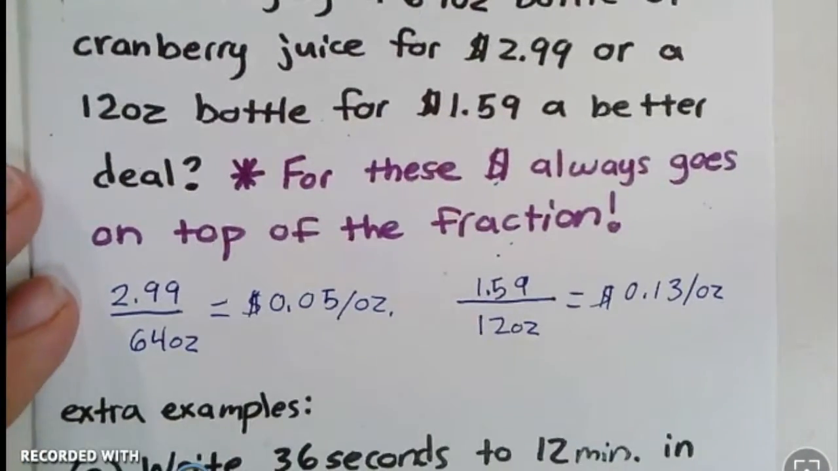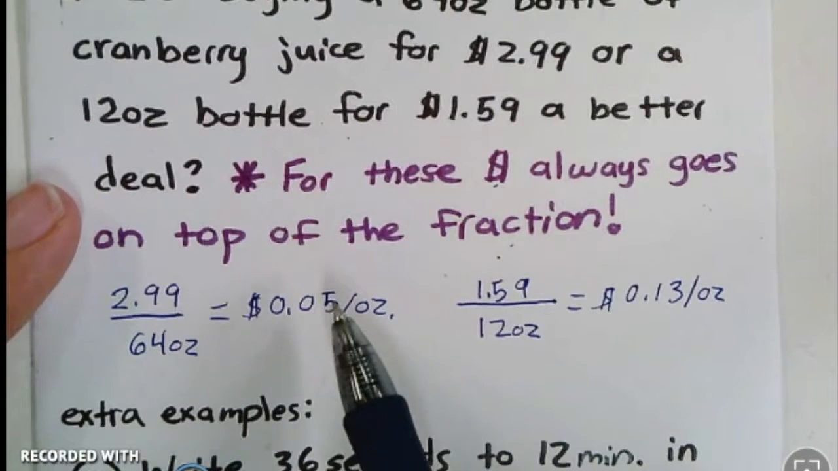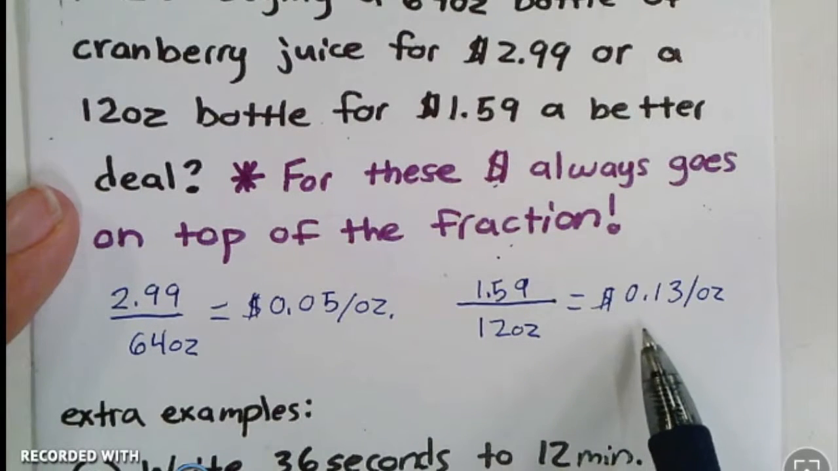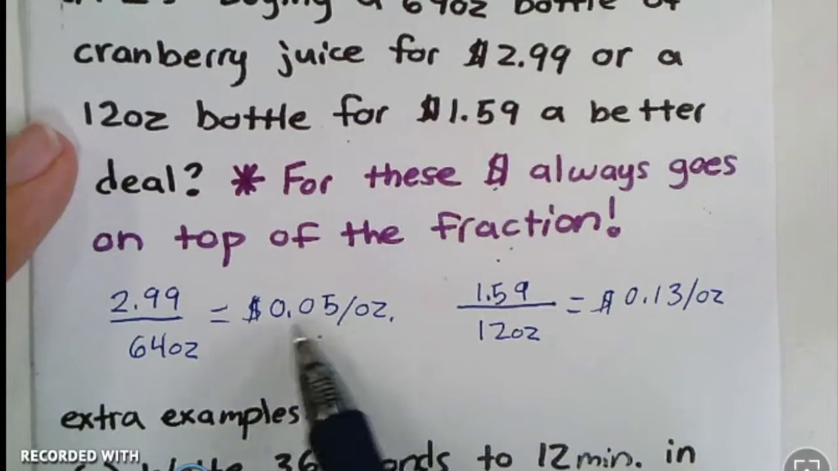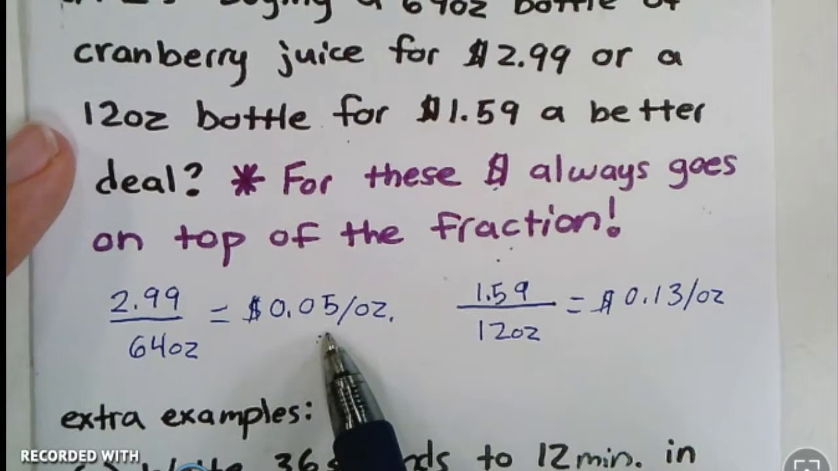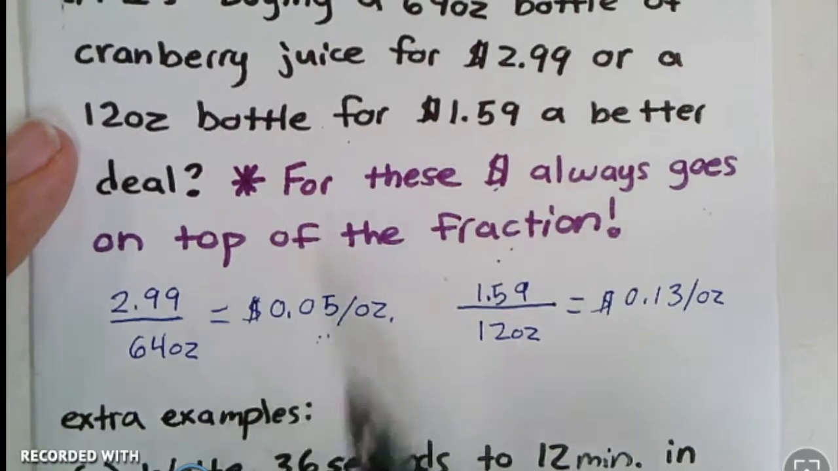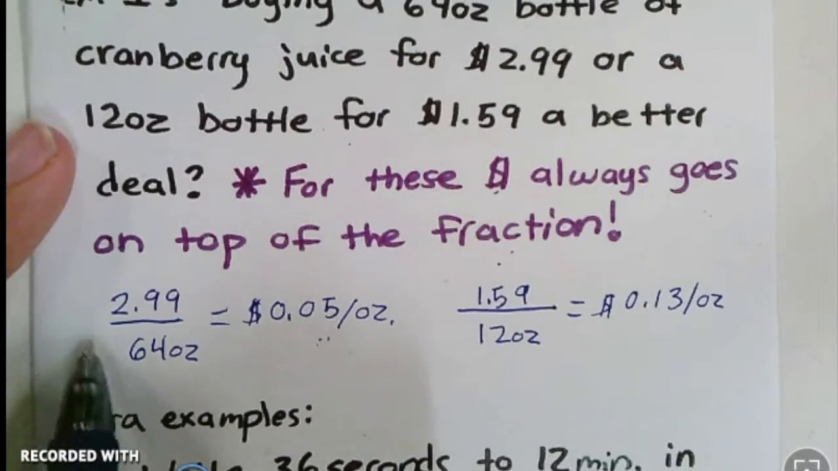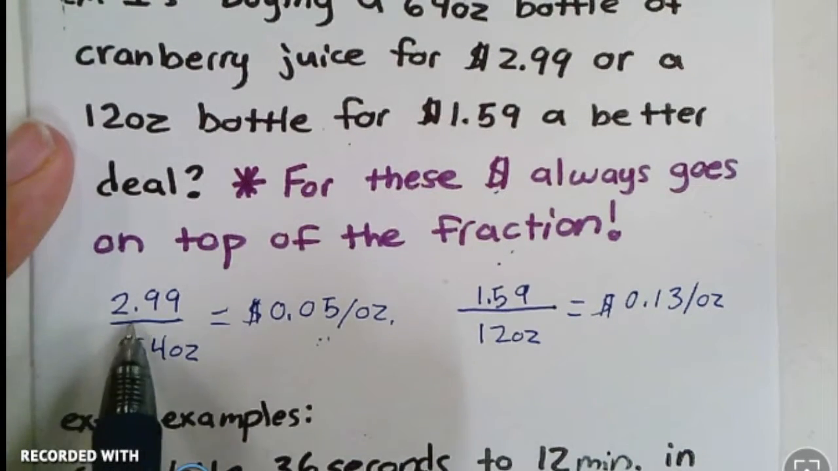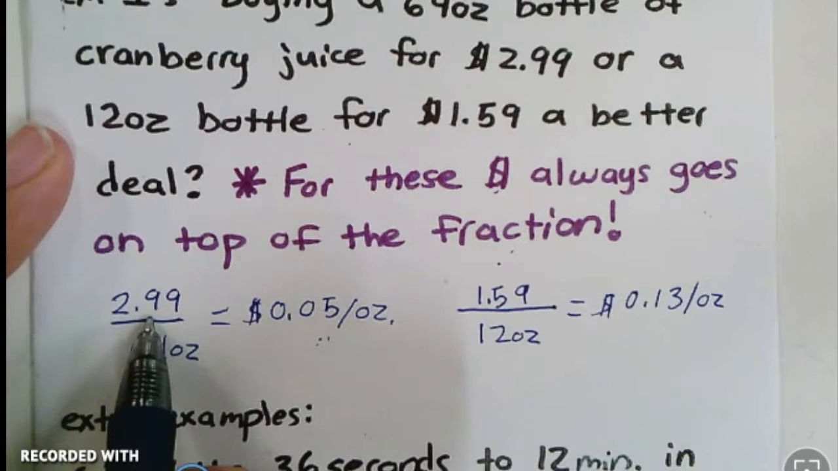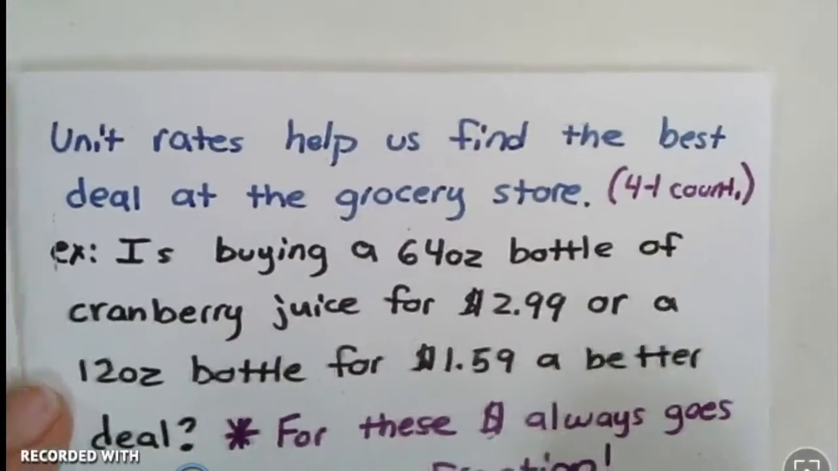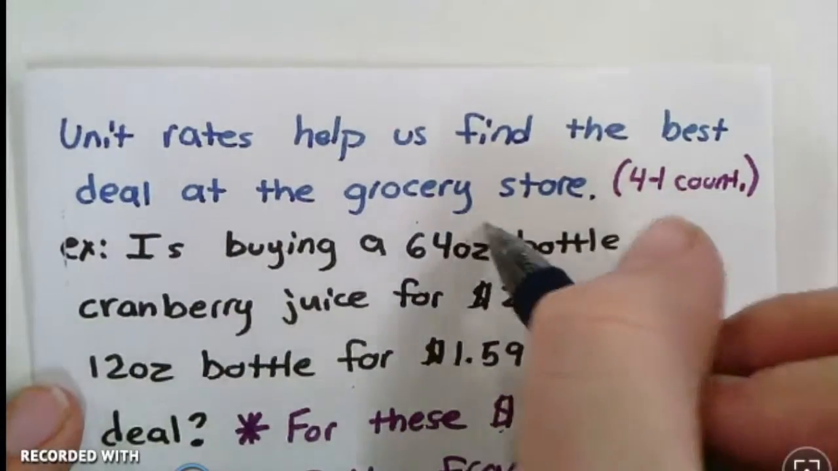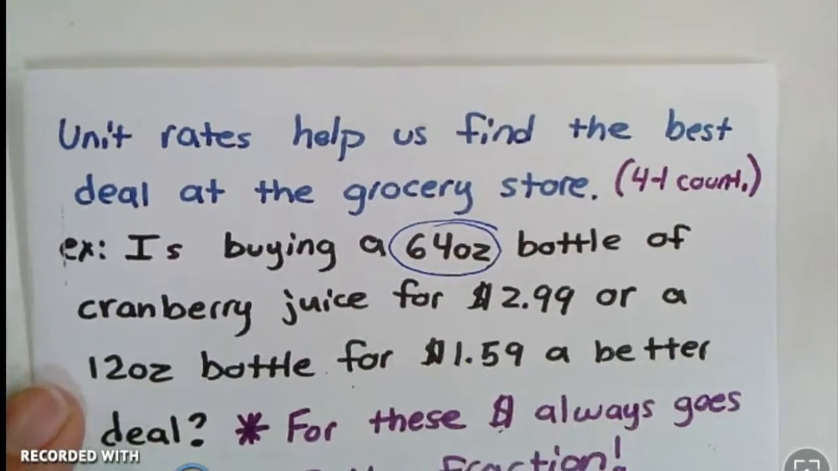So which one's a better deal? Is it better to pay 5 cents an ounce, or is it better to pay 13 cents an ounce? Obviously, the smaller one per ounce is a better deal because it's costing me less money. So in this case, if I bought the bigger bottle, even though it costs more money because I'm going to spend $2.99, that's the better deal. So I'll come back up into my answer and I will circle the 64-ounce option.